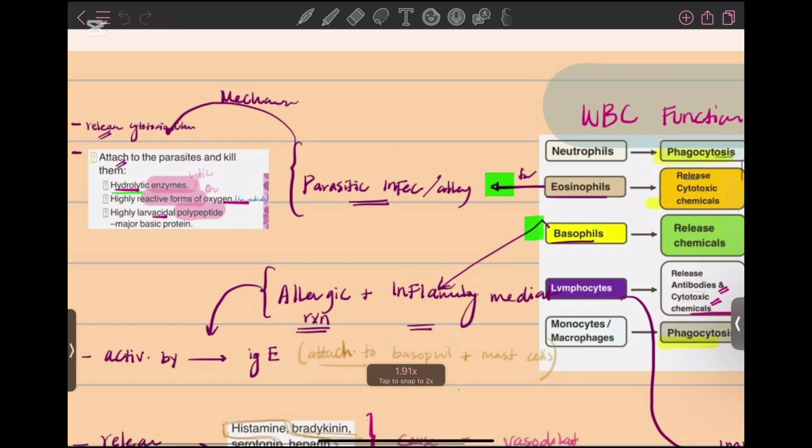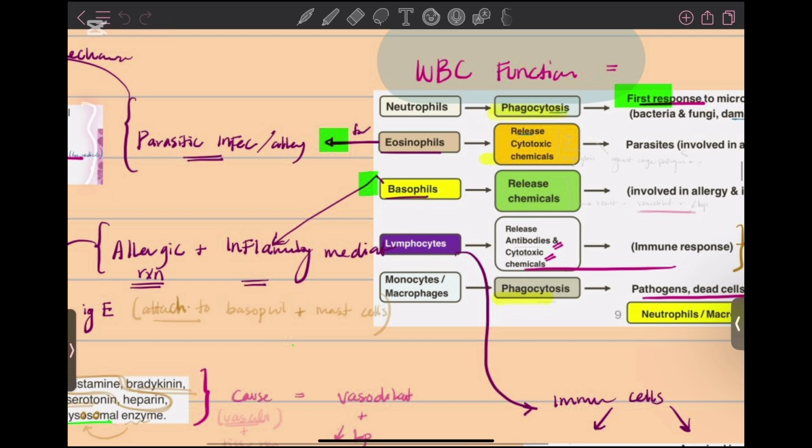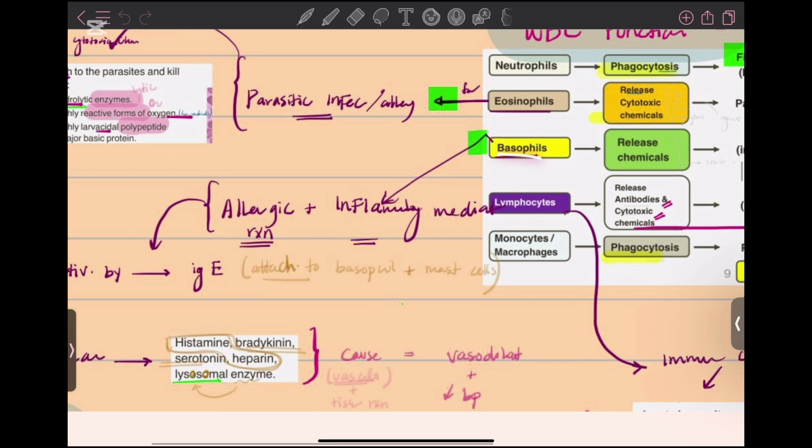Okay, they have certain mechanisms to fight off the pathogens or the parasites. For example, they would release hydrolytic enzymes, reactive forms of oxygen, and certain proteins. These are not very important to know, but just in case, know them. Basophils, again, I said, they're involved in allergic reactions or inflammation.